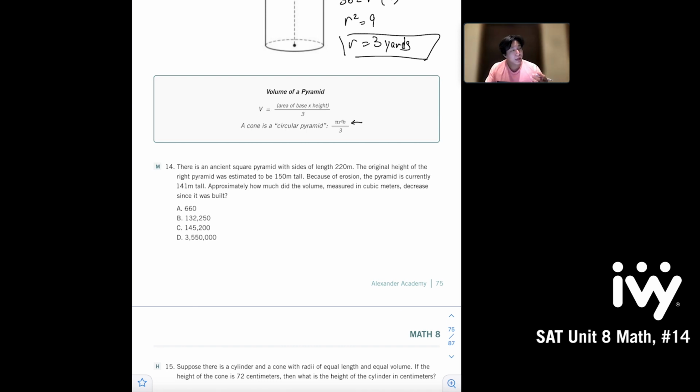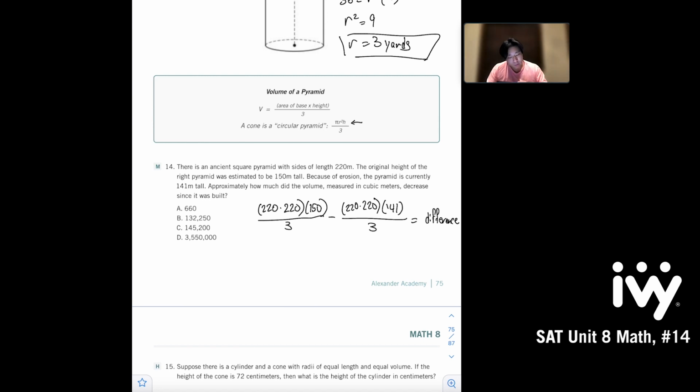So first, let's look at the original volume of the pyramid. The original volume is going to be the base, which is 220 by 220, so 220 times 220, times the height, which was originally 150 meters. And of course, we have to divide this by 3. Now, let's subtract the current volume of the pyramid. Still 220 by 220 for the base, but now the height is only 141 meters. And of course, we divide that by 3 as well. This will give us the decrease, the difference in volume.